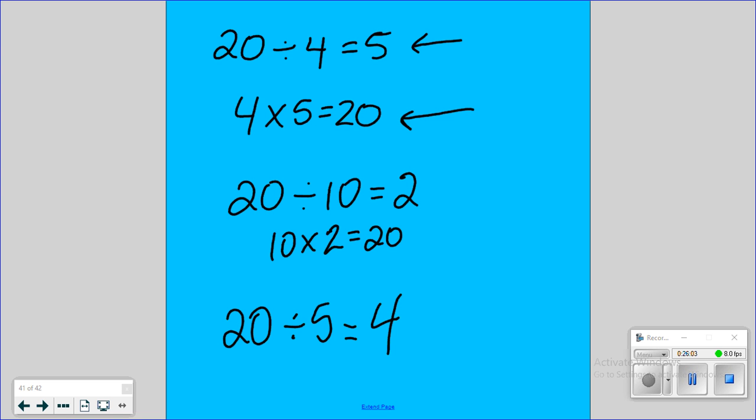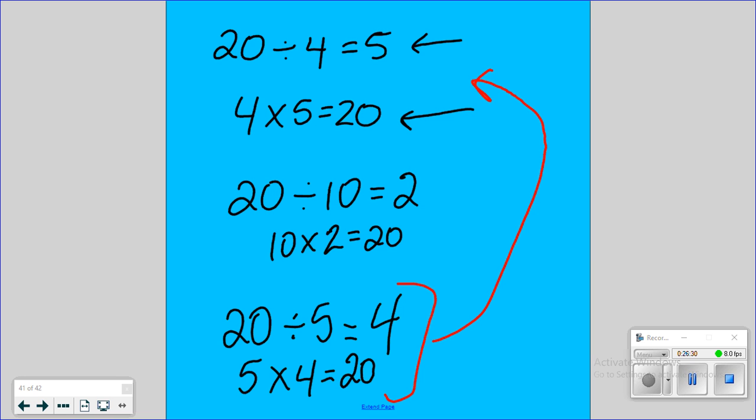Can someone make the multiplication equation? 5 times. Nope. 5 groups of 4. 20. Very good. Hey, did you notice? We use the same combination of digits as up here. Or numbers, I should say.